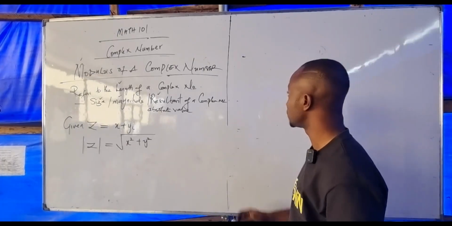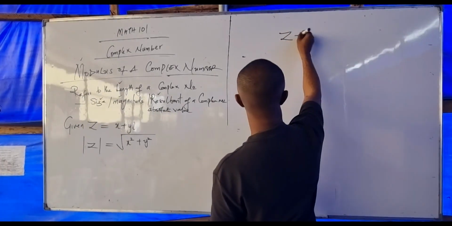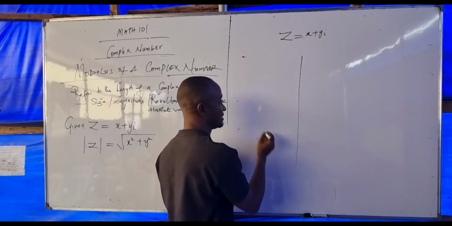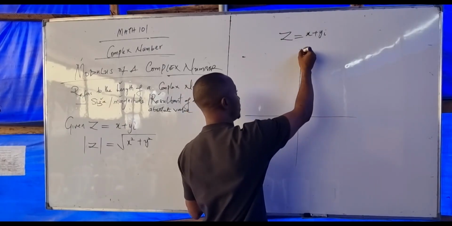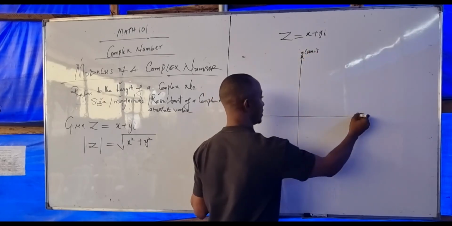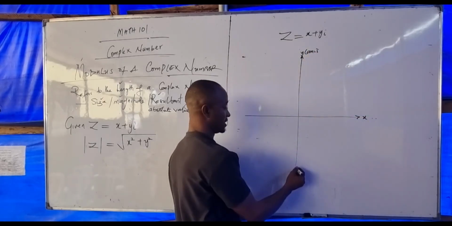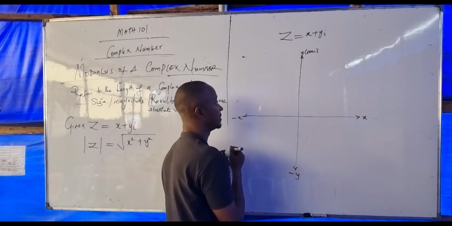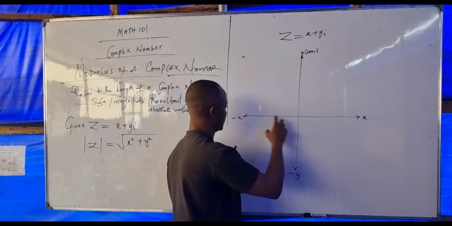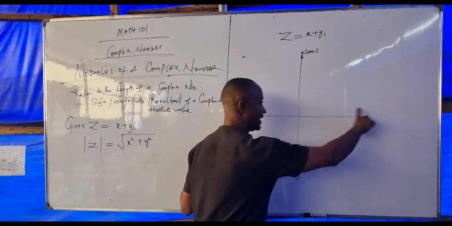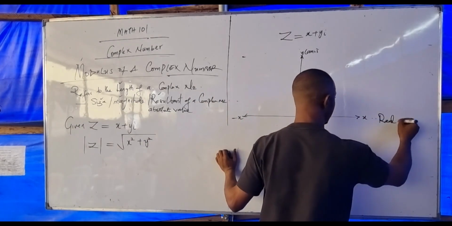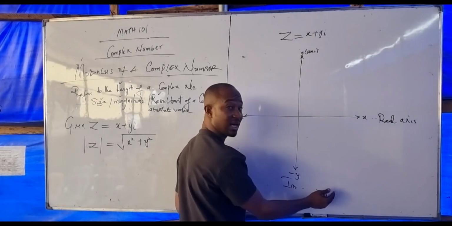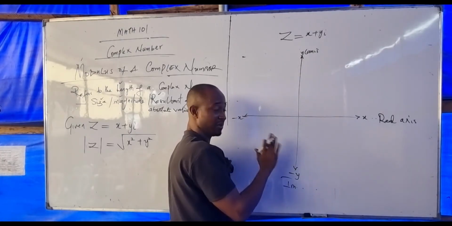If we are saying that a complex number is z equals x plus yi, that implies that in our Cartesian diagram, here we call it the y-axis, this is the x-axis, this is negative y, this is negative x. So the x component represents the real axis, while the y represents the imaginary axis. Are you following it down with the diagram?